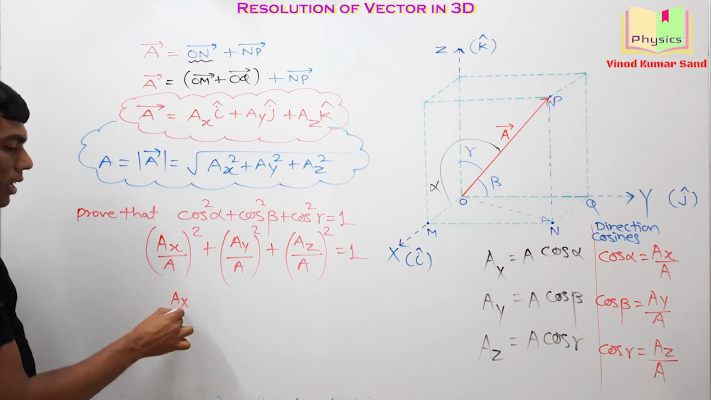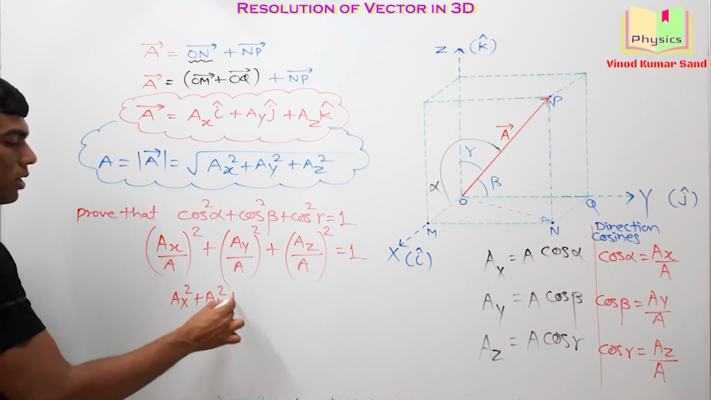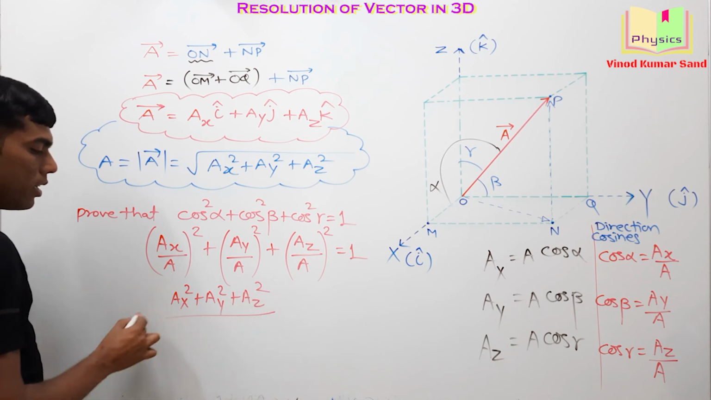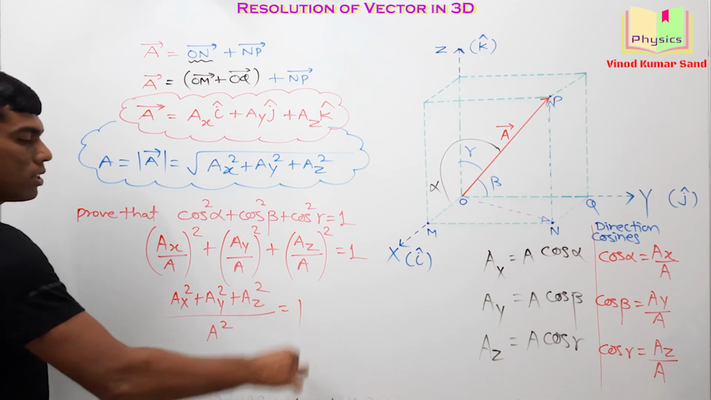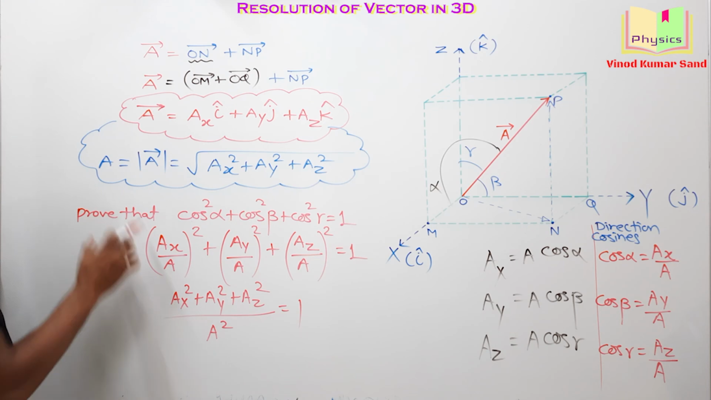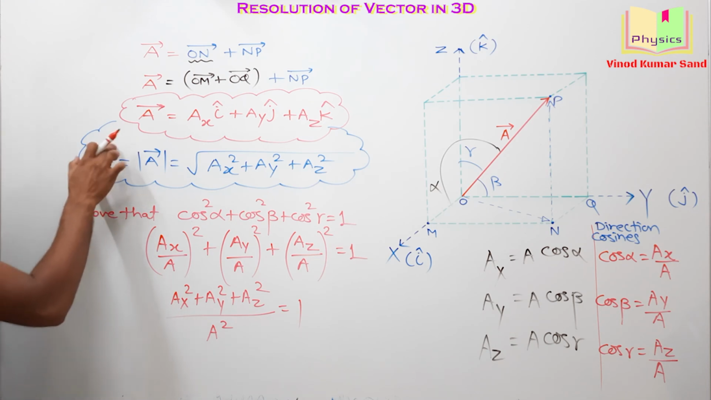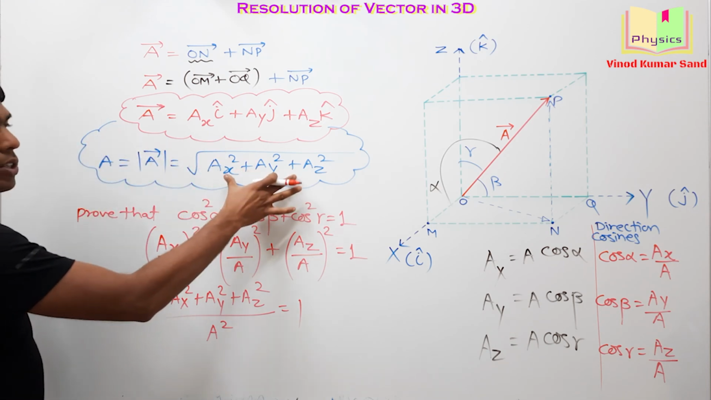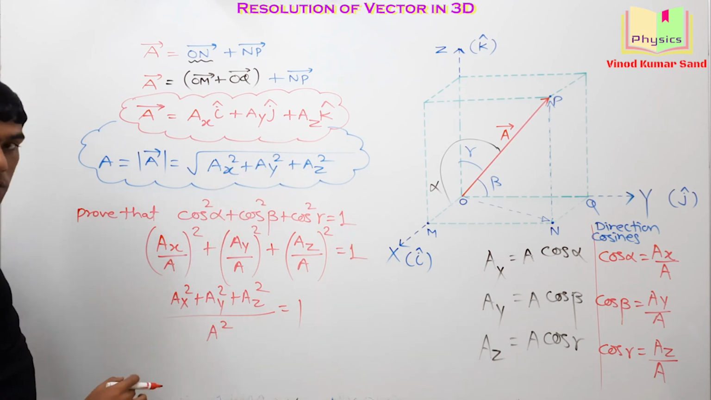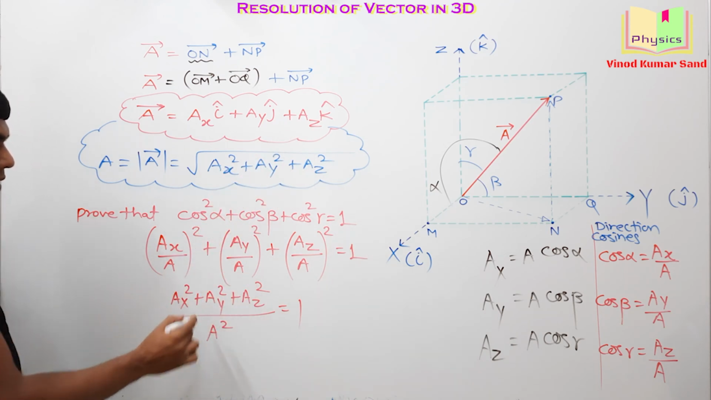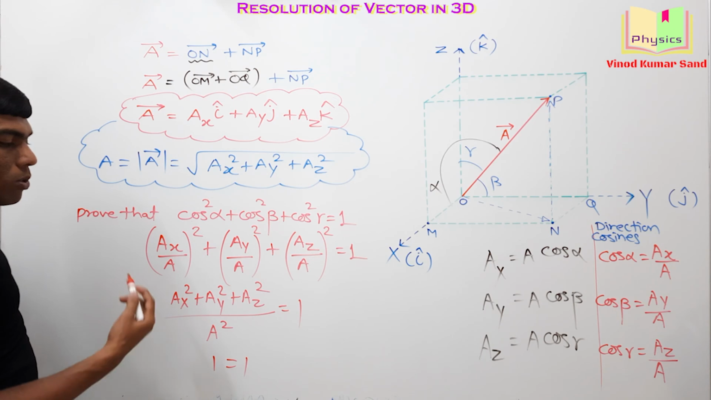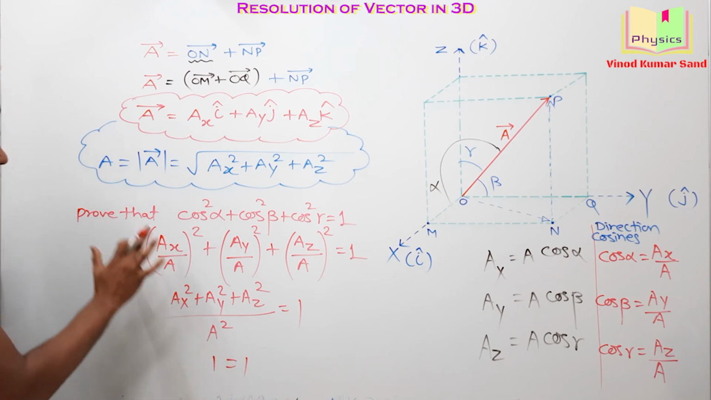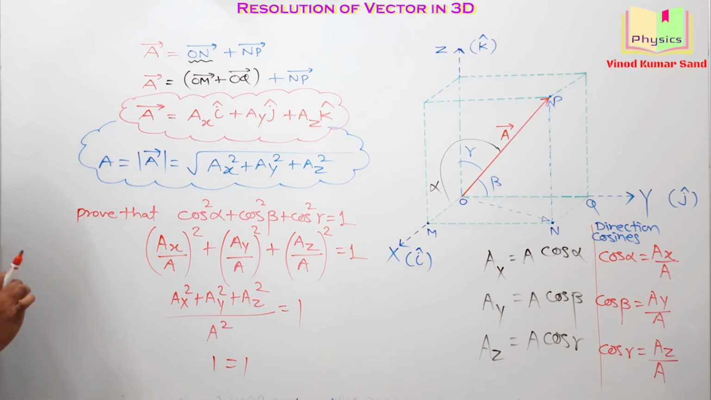Simplifying it here, AX square plus AY square plus AZ square divided by A square is equal to 1. And what can you put at the location of A square? A square itself is AX square plus AY square plus AZ square. It means this LHS is also equal to 1. We have proved that. Done.